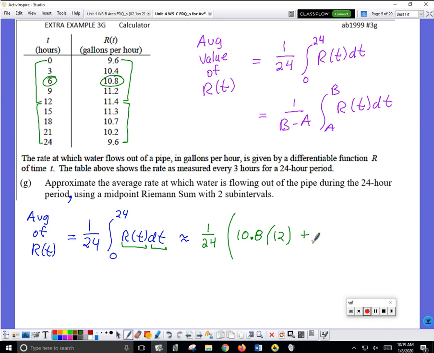Go to the second subinterval, find the value of R that is in the middle. And then once again, multiply by dt. Well, from 12 to 24, time changes by 12. I need to put units. I'm finding the average of R. R has units of gallons per hour. Therefore, the average of R will still have units of gallons per hour. Questions, or anyone want me to restate it or say it different?